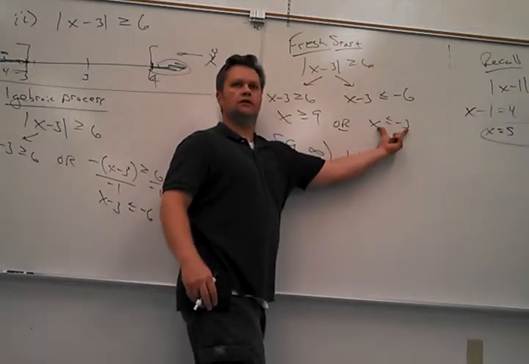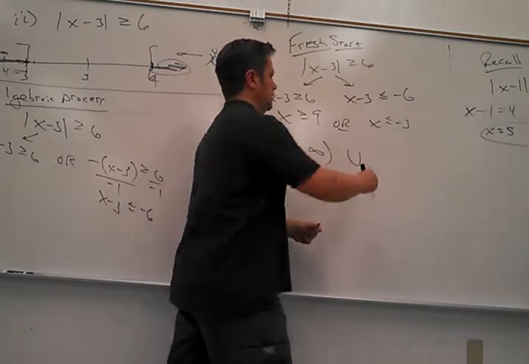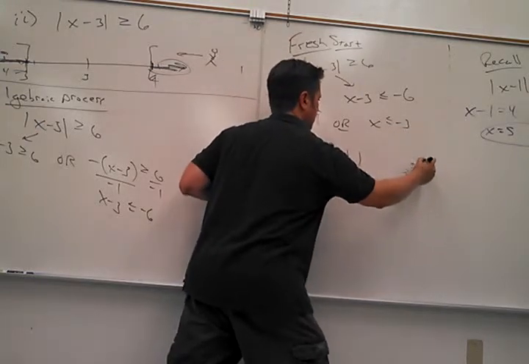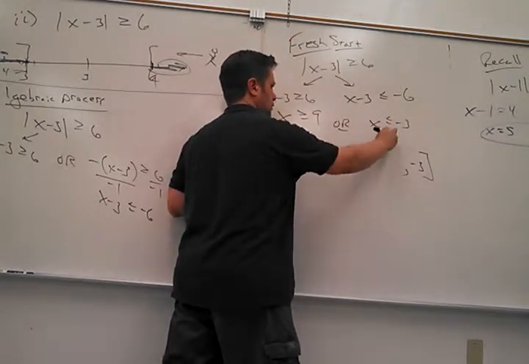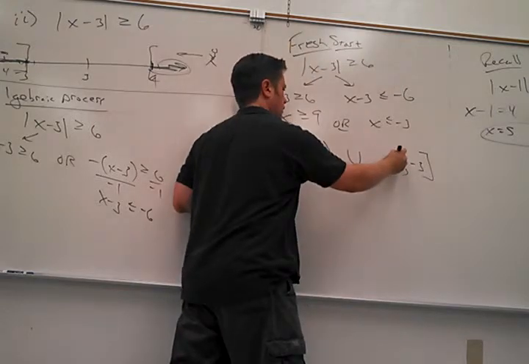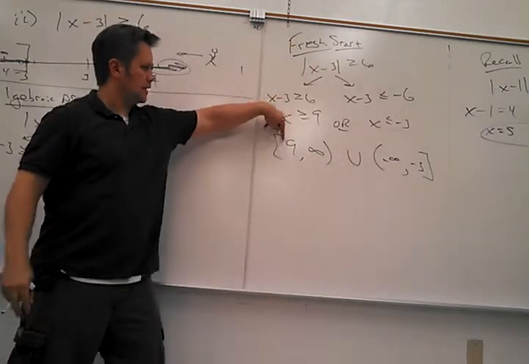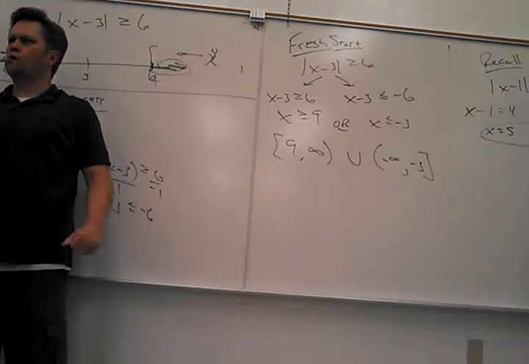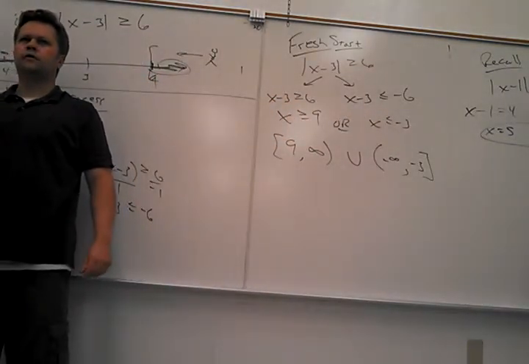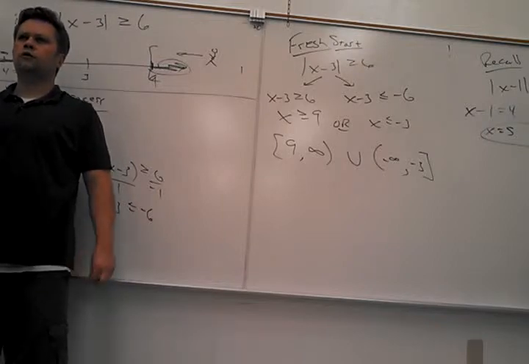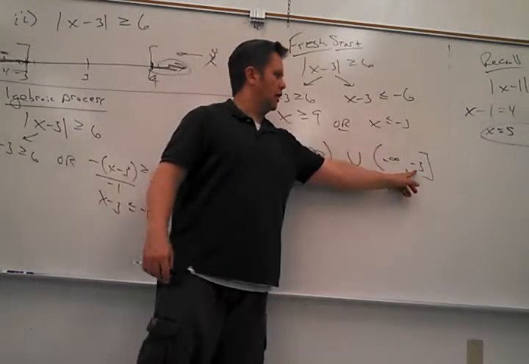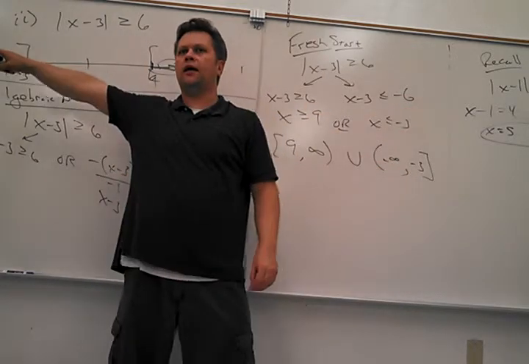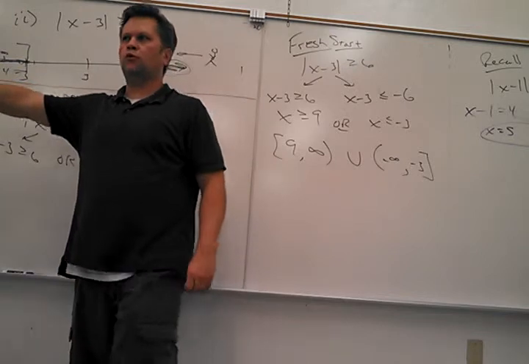And how do you write this in interval notation? What's the biggest it could be? Negative 3. The biggest it could be is negative 3. And the smallest? Negative infinity. So it's this set or this set. Wait, why is it negative infinity again? Because I'm going down from negative 3. Positive infinity is way up there. I'm going down. I got to go to negative infinity. Yeah. Cool.